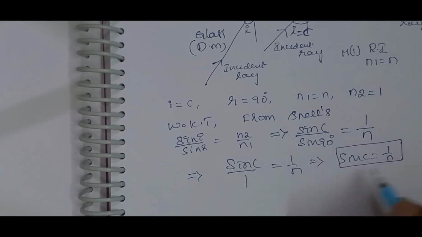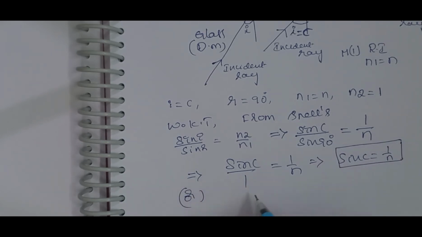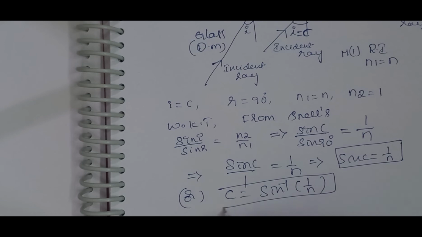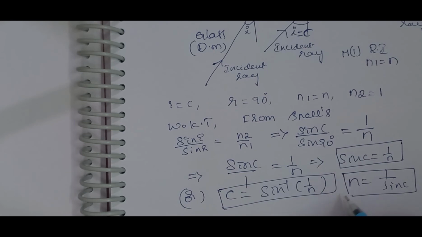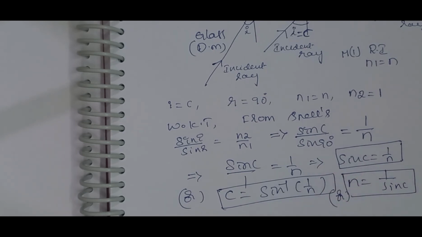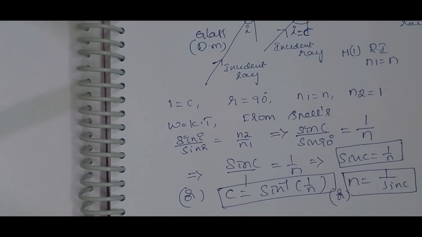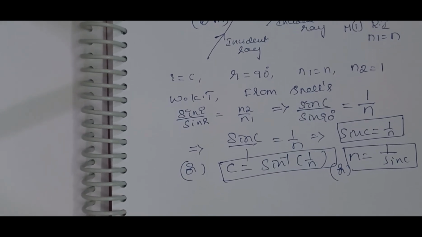or C equals sin inverse of 1 by N, where C is the critical angle, or N equals 1 by sin C. All these three are critical angle formulas. Here N is the refractive index of the denser medium and C is the critical angle.